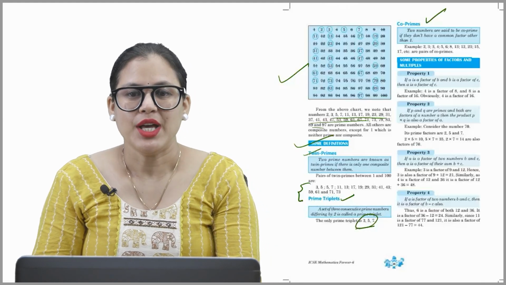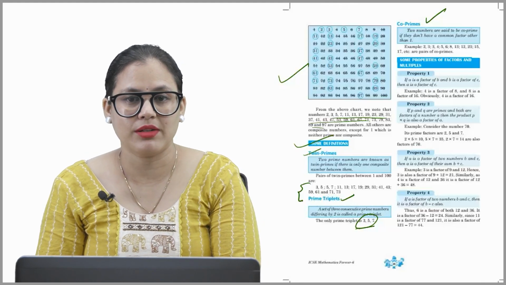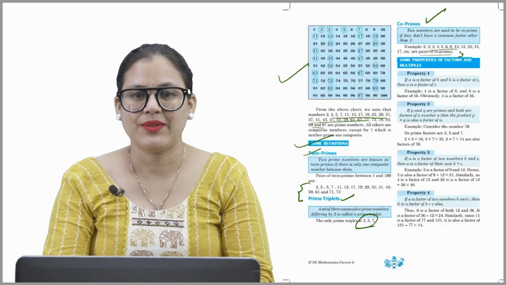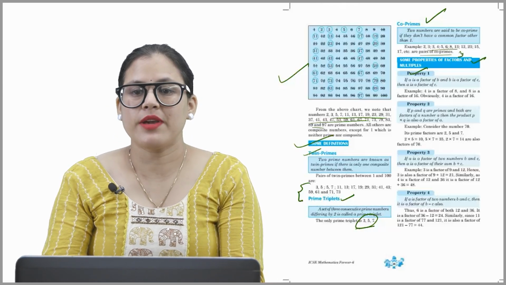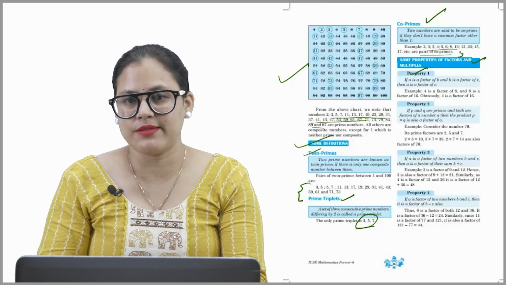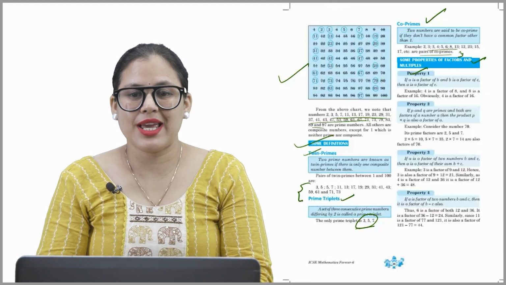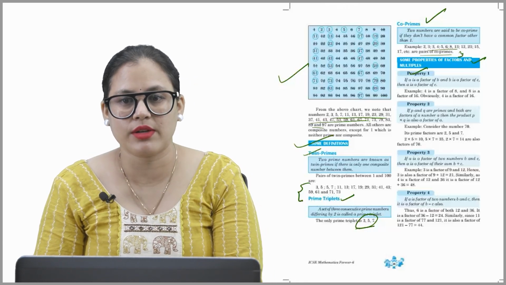Next, co-primes. Two numbers are said to be co-prime if they don't have a common factor other than 1. For example, all these are pairs of co-primes. Properties of factors and multiples. Property 1. If A is a factor of B and B is a factor of C, then A is a factor of C. 4 is a factor of 8 and 8 is a factor of 16. Obviously, 4 is a factor of 16.